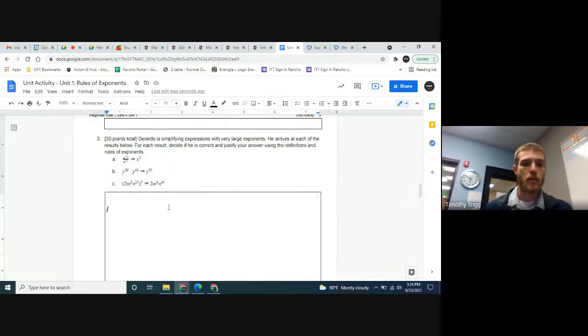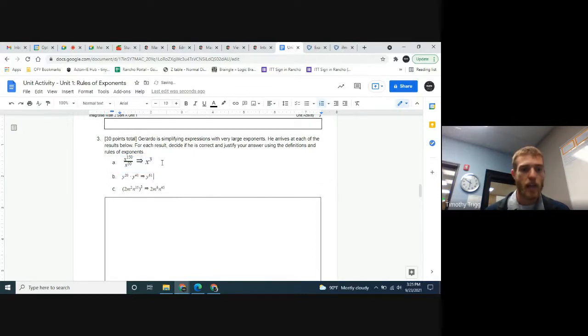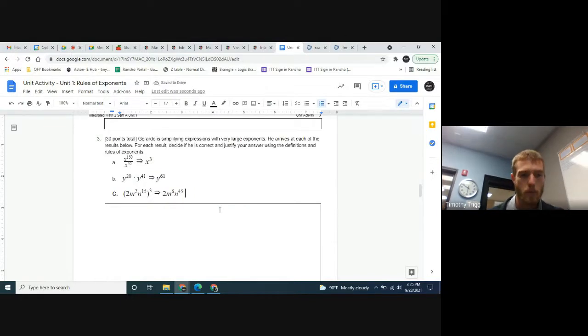Okay. Question 3. And again, this one's italicized, this box again, so we can click this. Italicized. Okay. Gerardo is simplifying expressions with very large exponents. He arrives at each of the results below. For each result, decide if he is correct and justify your answer using the definitions and rules of exponents. So you might not be able to see these. They're actually really small. But if you highlight it and then you increase the font size, I like to do that, and then it helps me see what's going on here. I'm going to go ahead and increase all these font sizes. It makes it way easier to read.